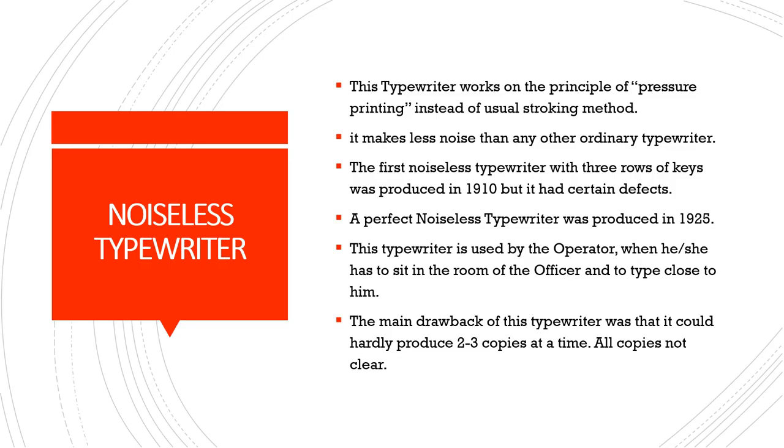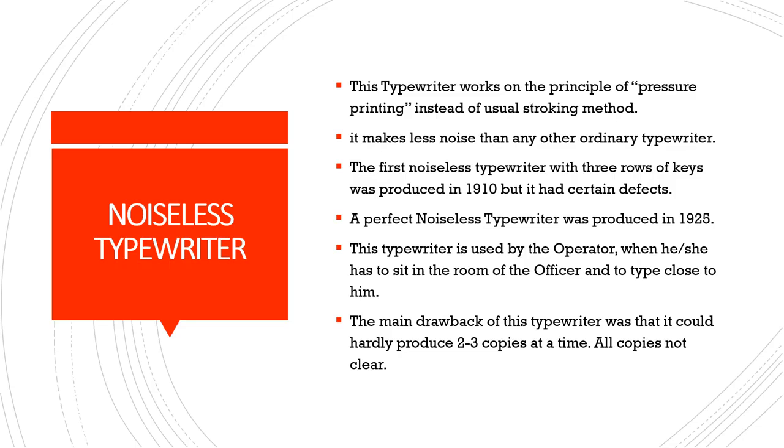But in case of pressure printing, the user will use the soft keys and without looking at the keyboard, he will print. It means pressure printing is a method of typing with a technical skill, and it makes less noise than any other ordinary typewriter. That we have already told, it makes less noise when we type the keys. The first noiseless typewriter came in the market. It was produced in 1910 with 3 rows of keys.